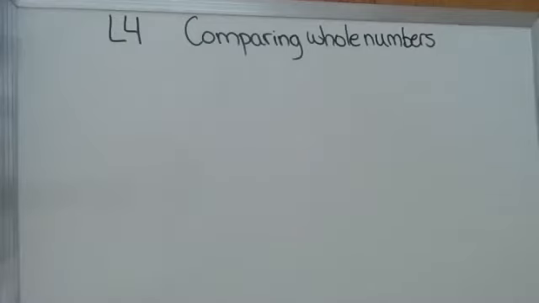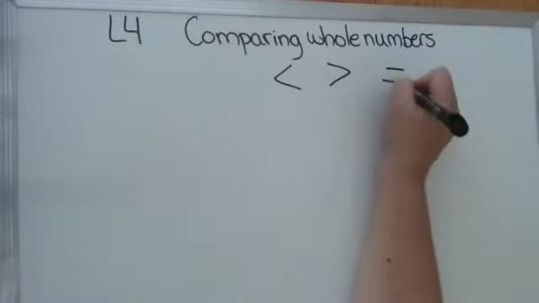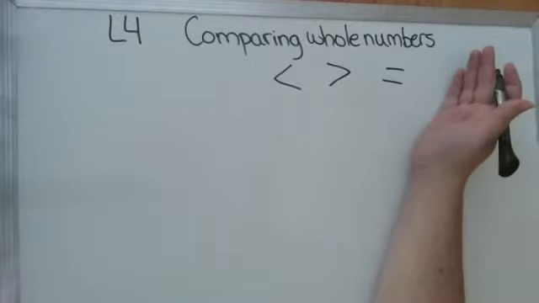This is lesson 4 for Saxon 5 math, comparing whole numbers. And when you're comparing whole numbers, you need to remember least to greatest. So these are our symbols. We have these symbols and equals. These are what we use when we're comparing numbers.